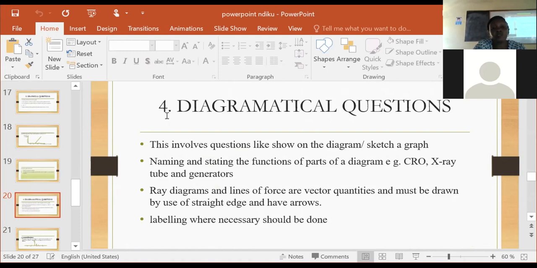We also have these other types of questions whereby you can be given a diagram, like the CRO, the X-ray, or even the generators, the AC and the DC. You can be told to name a particular part, then you state the function of that particular part.